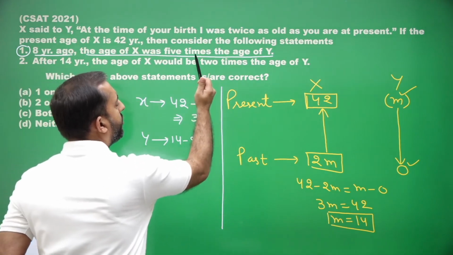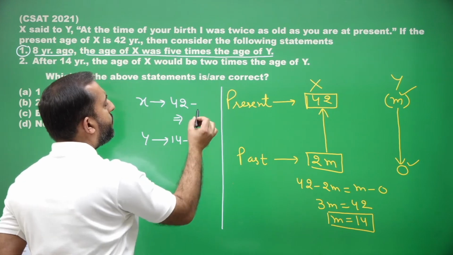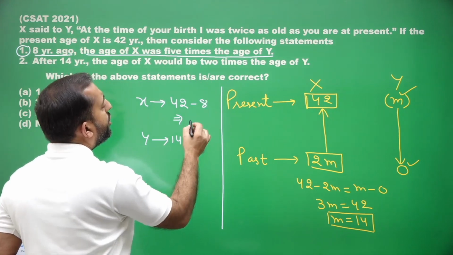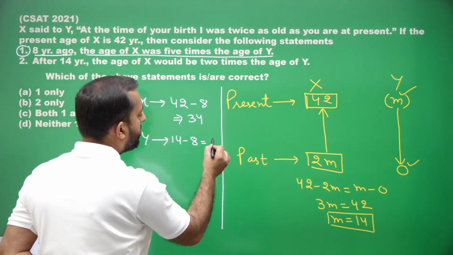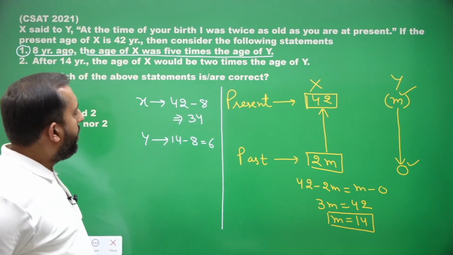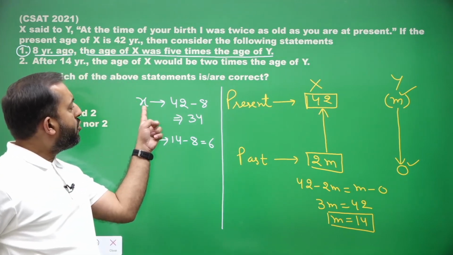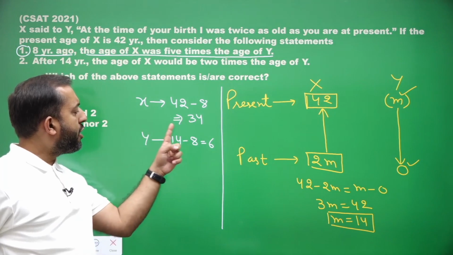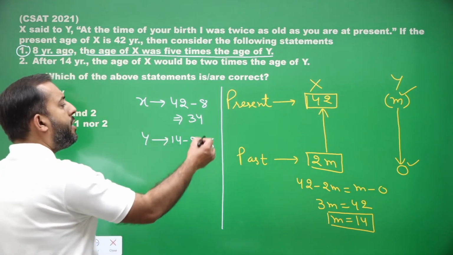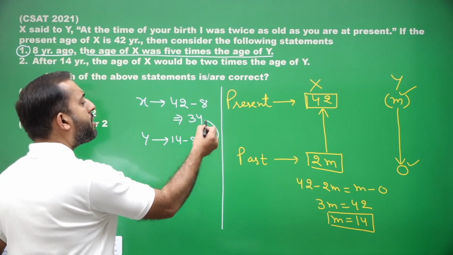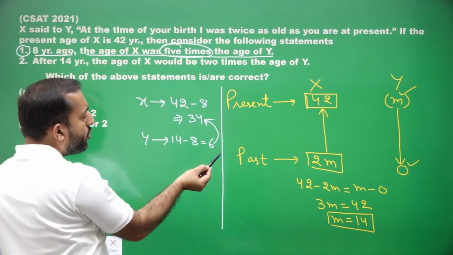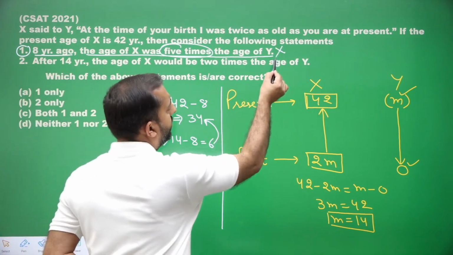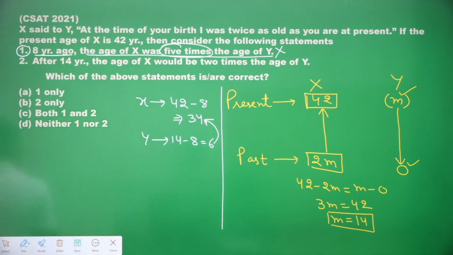Sorry, just a second, guys. This should be 42 minus 8. 42 minus 8 is 34. It is 34. 14 minus 8 is what? It is 6. Now, 8 years ago, age of X should be 34 and age of Y should be 6. Now, is 34 5 times of 6? No. So statement 1 is not correct. Please make a note of it. Hurry up, guys.